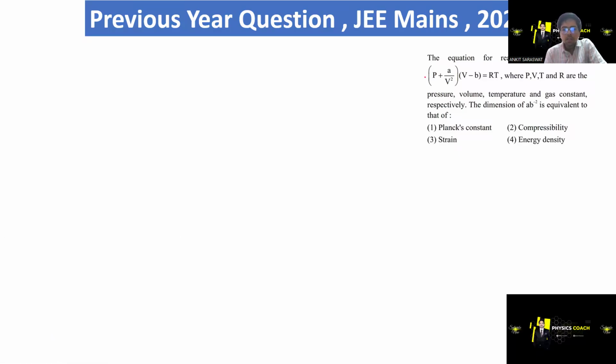First of all, read the question carefully. The equation for a real gas is given by (P + a/V²)(V − b) = RT. Here P, V, T, R are pressure, volume, temperature, and the gas constant. We need to find the dimension of ab⁻². What is the dimension of this quantity?